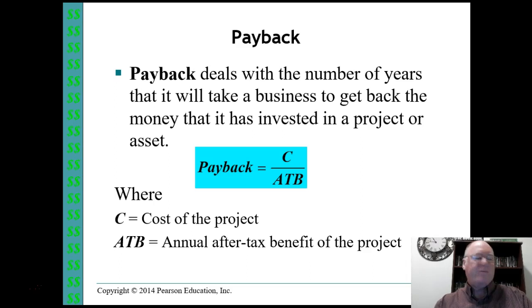So let's say, for example, a project is going to cost $100,000, and after going through and figuring out some of your numbers, you say after taxes we get a benefit to our business of $10,000 per year. Well, 100,000 divided by 10,000 means that it's going to take us 10 years to get the payback for that. Now, the advantage of this particular kind of method is it's relatively simple to calculate.